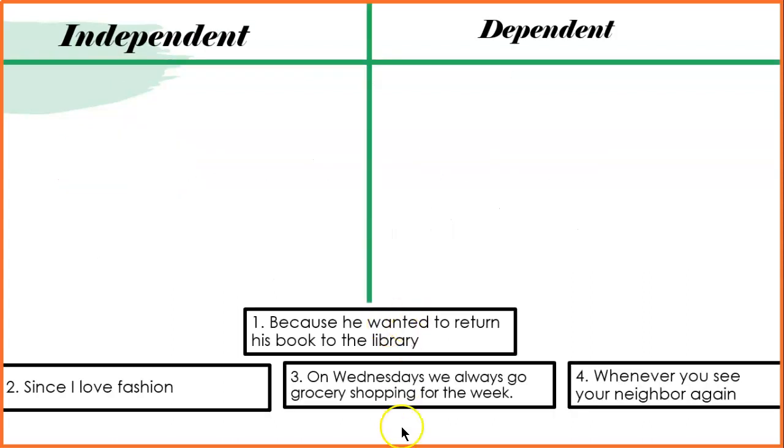So let's practice a little bit more. I have 3 clauses at the bottom of the screen. Because he wanted to return his book to the library. Since I love fashion. On Wednesdays, we always go grocery shopping for the week. Whenever you see your neighbor again. Which one of these are independent and which one of these are dependent? Pause the video if you need time to think.